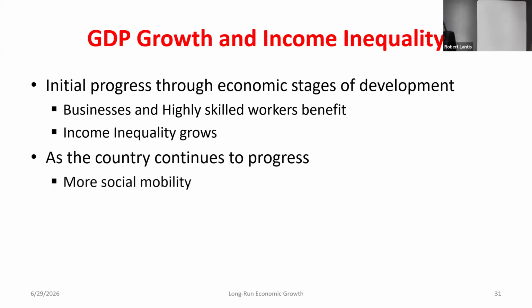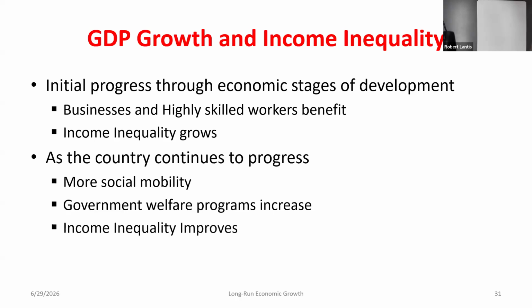As we start to progress through these stages, there's more social mobility. So eventually, as we have higher levels of GDP, more and more people are able to get higher levels of education. We start to see people able to move to higher paying jobs, and we actually see that the change in economic inequality is going to go down. Also, as we see higher levels of GDP, there start to be more government programs that try to redistribute wealth. And so as GDP grows, we also tend to see more welfare programs, which then decrease economic inequality.